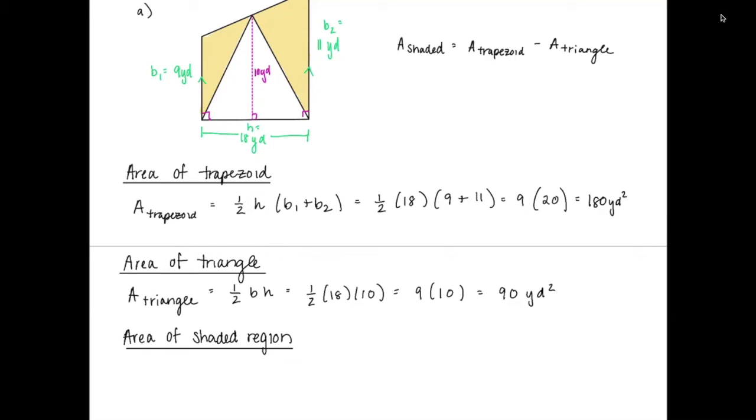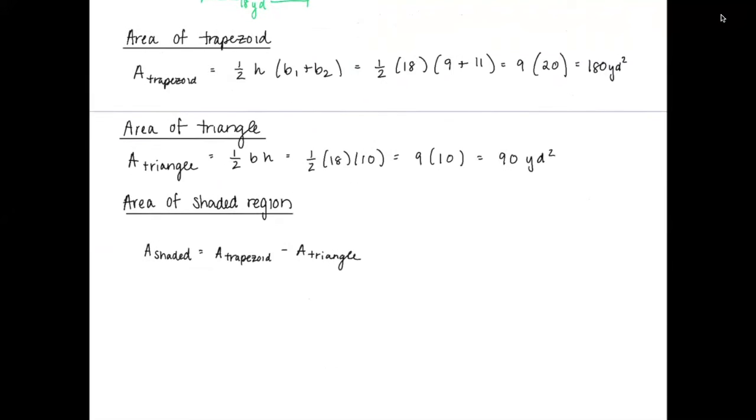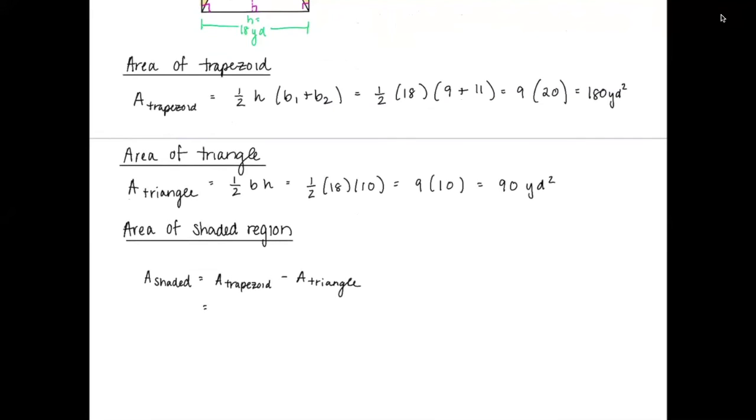And that's the area of the trapezoid minus the area of the triangle. Our trapezoid is 180 yards squared. Our triangle is 90. So subtracting those two, the area of the shaded region also is 90. Okay.